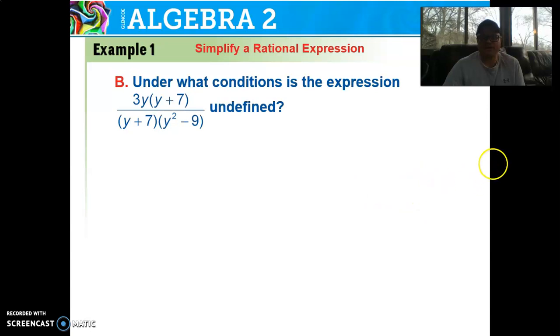Under what conditions would make this undefined? And you need to think, what makes a fraction undefined? What is something that you are not allowed to do in math? And the answer to that is, you're not allowed to divide by 0. So you need to think what you're dividing by, y plus 7 and y squared minus 9. What number or numbers would make anything in this denominator, the bottom, equal 0? Think about what numbers you might think would make this undefined.